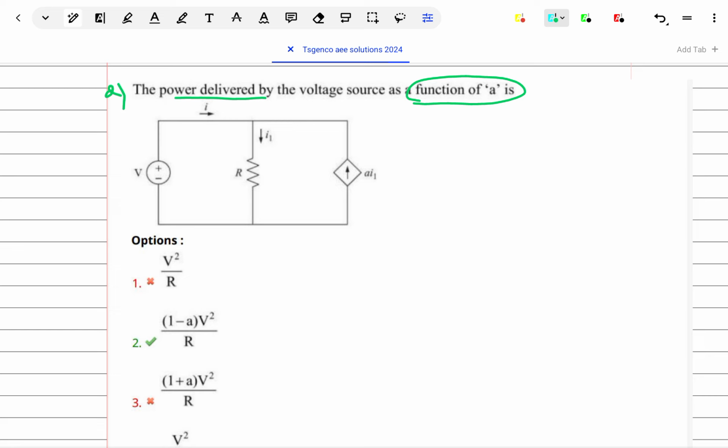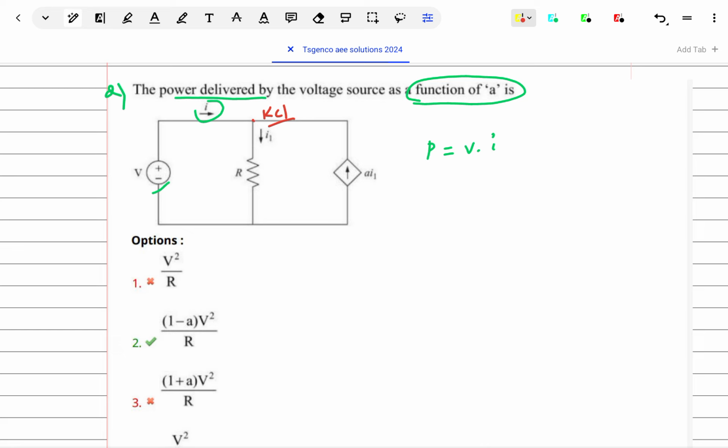Generally, we will write the formula for power. So power delivered is nothing but the product of voltage into current, we know. In this question also, a voltage source is there, current is there, so P is equal to V into I, but as a function of A we need to calculate here. So P is equal to V into I. As a function of A, you need to write, which means here you have to apply KCL. Once you apply KCL, then you are going to find the value of power in terms of A.